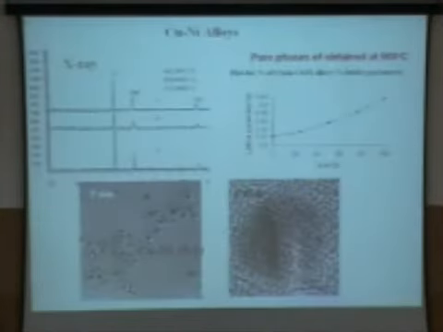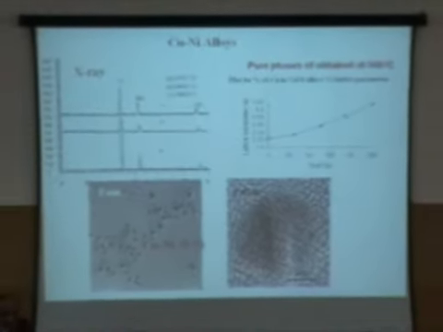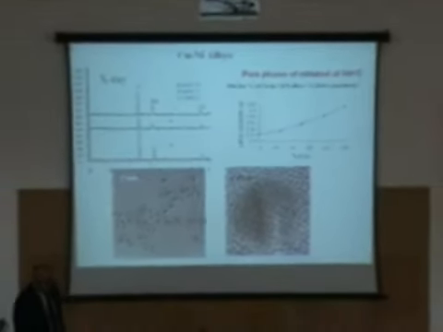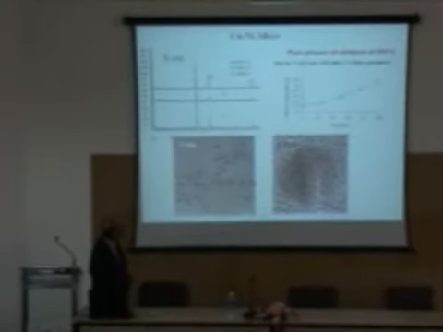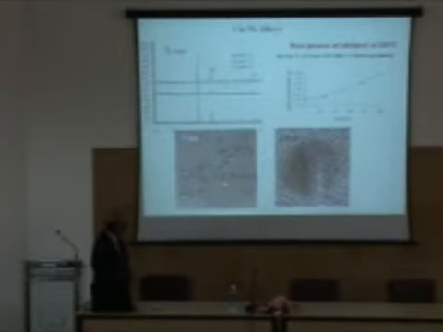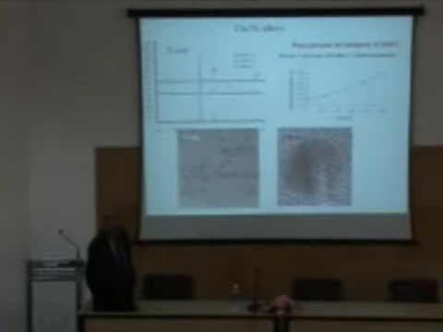We can make alloys. We have made alloys of copper, nickel, cobalt, nickel, etc. for various applications, and we can make the whole solid solution range, all the compositions up to 100%, and you can get 7 to 20 nanometer particles.